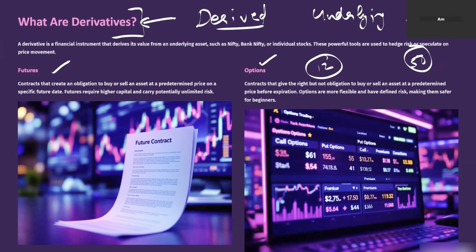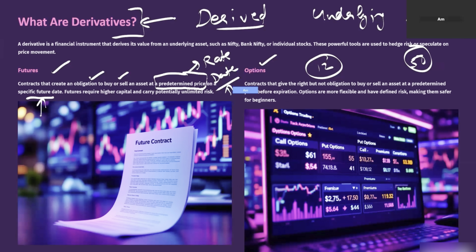Right? So futures, these are contracts. So you have an obligation to buy or sell that asset at a predetermined price on a specific future date. That means predetermined date and rate. So here you have a predetermined rate and predetermined date.